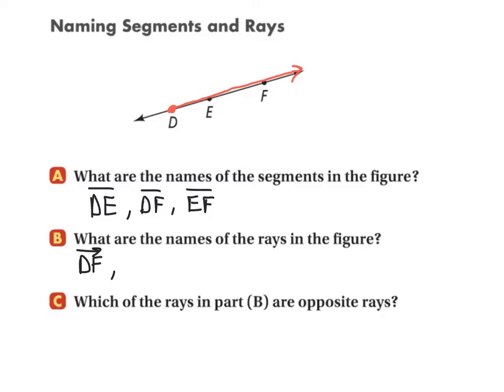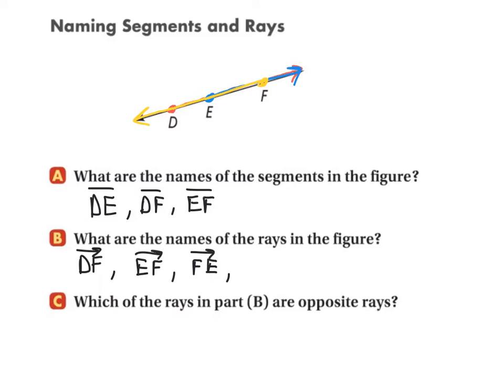Let's try another one here. What if I start at E and pass through F? Well, there's only one way to name that one, and that's ray EF. What if we go the other direction? What if I start at F and go this way? Well, that would then be ray FE. Now again, I could have called it ray FD. Ray FE and ray FD are the exact same ray. It doesn't matter which way you name it.